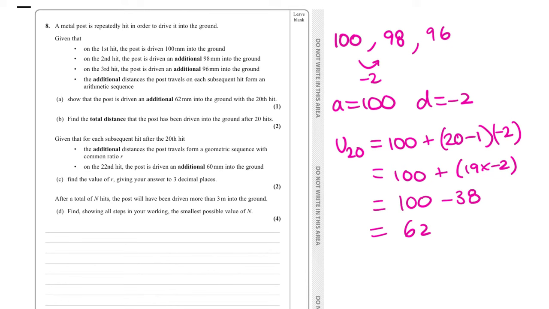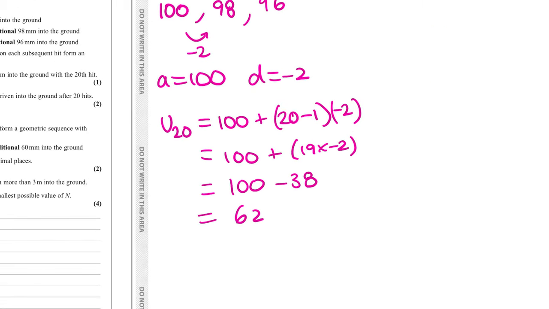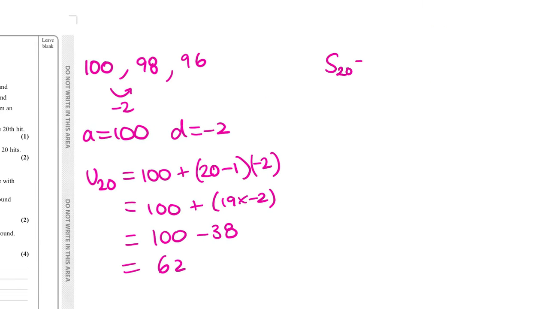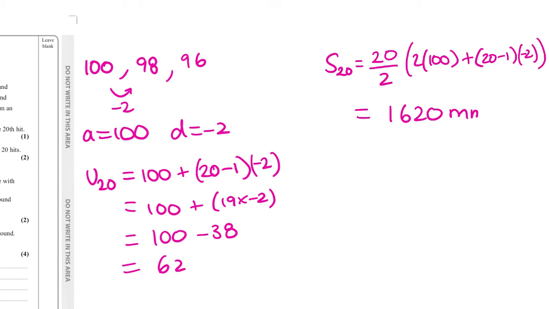Then it says find the total distance the post has been driven after 20 hits. So technically, what we're doing now is finding S20 equals n over 2 lots of 2a plus n minus 1 lots of d. I'm going to shove this into my calculator and get 1,620. And we are talking about millimetres, aren't we? That's really unrealistic. You're telling me on the 20th hit, someone's managed to hit that 1,620 metres into the ground? Surely they're going to break through something. Oh, yeah, we're in millimetres, not metres. Okay, this is more realistic.